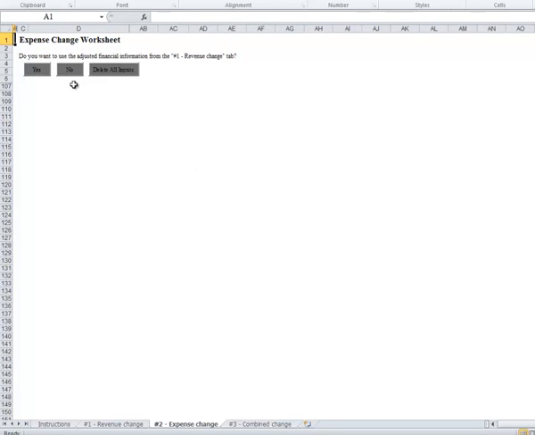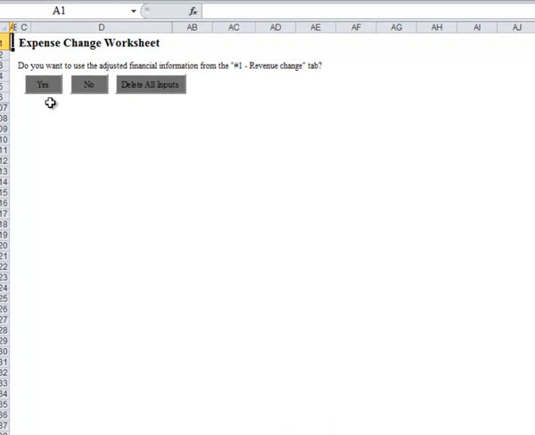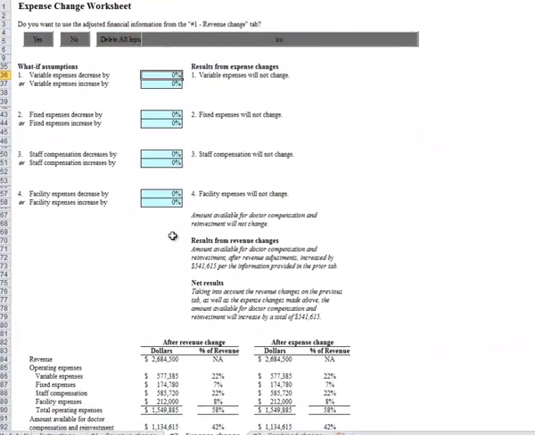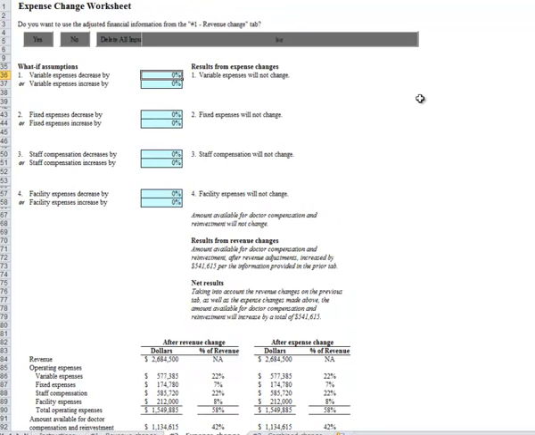Now on this worksheet, this page, the first thing that you see is the question, do you want to use the adjusted financial information from the revenue changes, so the what-if scenarios that we just went through on the revenue side? I'm going to say yes, we do. So the macros work, and you can see that it has pulled the revenue change information from the first page automatically. So now we want to go through the what-if scenarios on the expense side.